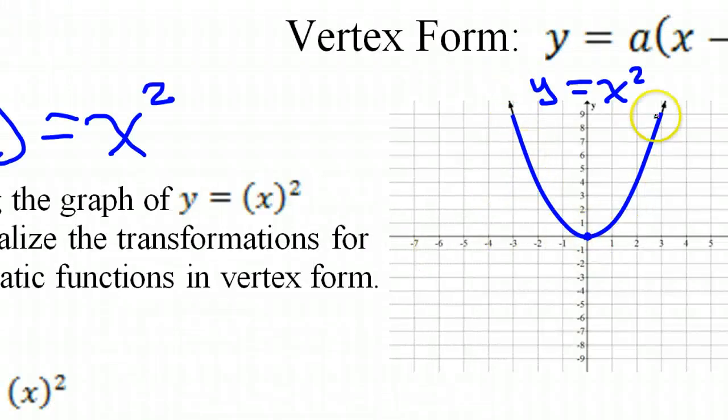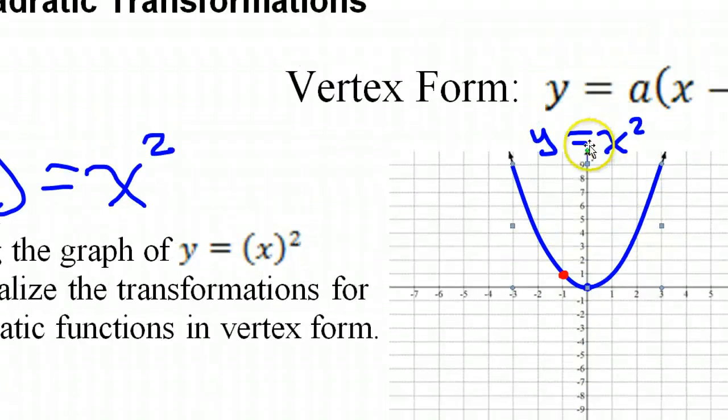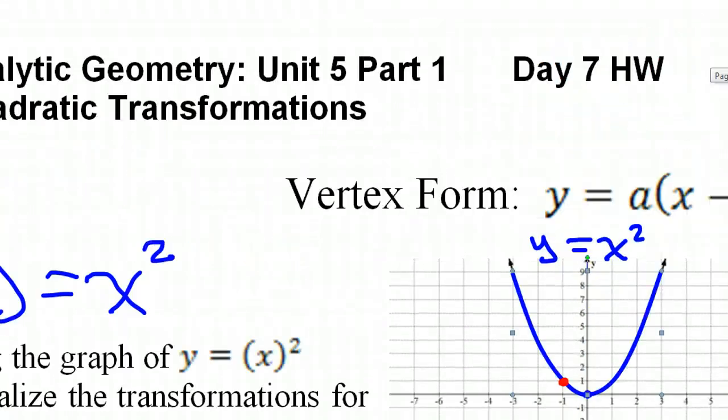So here is our original parent function. Now I want you to keep an eye on this point right here. What's happening is it's not that the parabola is actually getting narrower. It's really that the parabola is being vertically stretched. Something like this is happening. We're stretching it, we're stretching it.